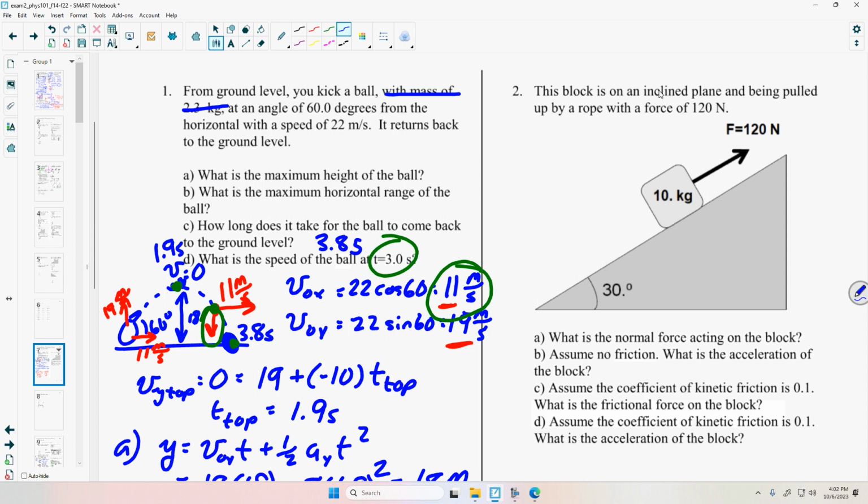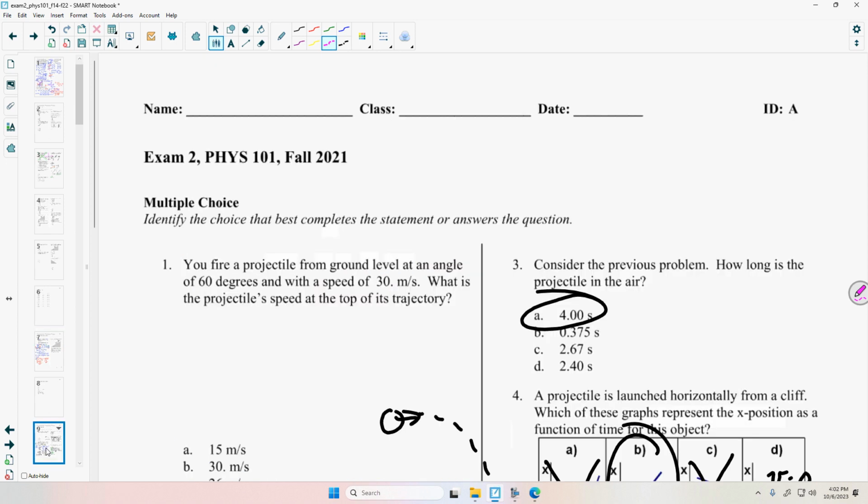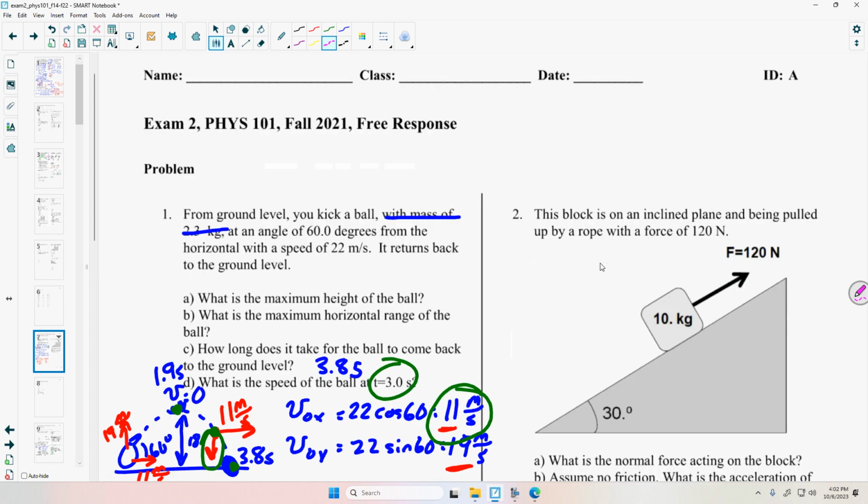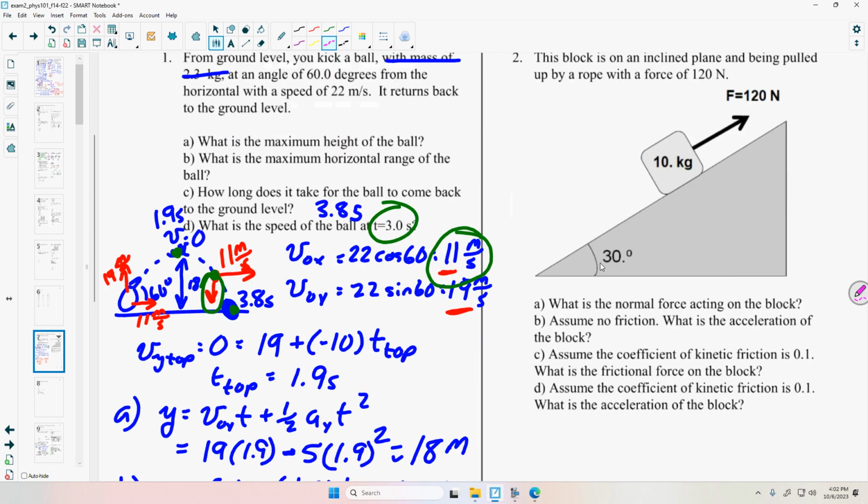All right, first step, draw the forces. All right, so I'm going to draw my coordinate system first. Oh, this is exam 221. All right, so draw my coordinate system first.